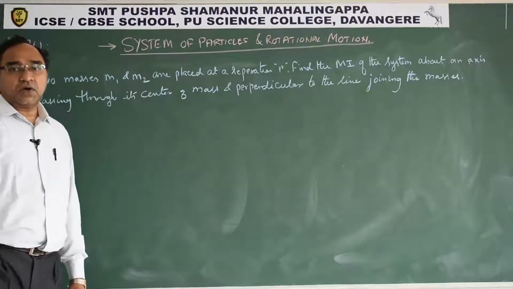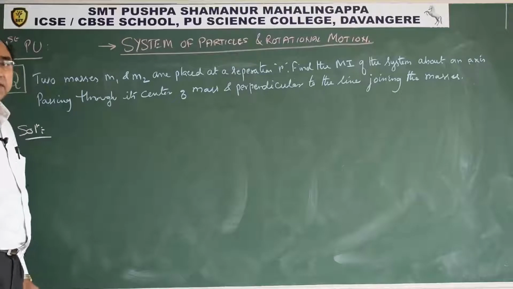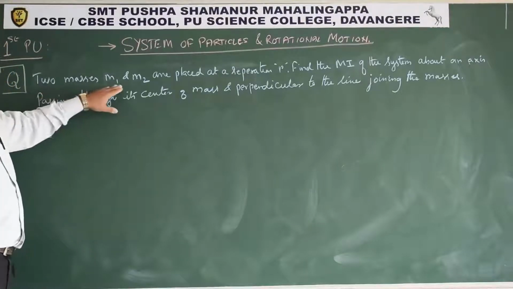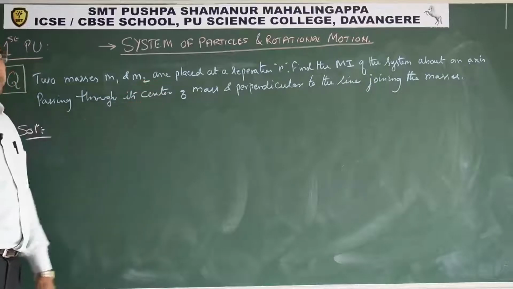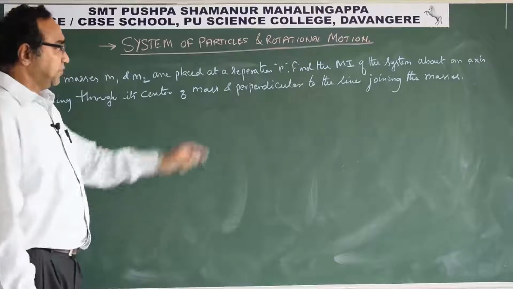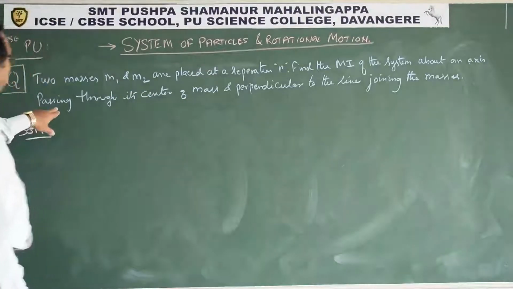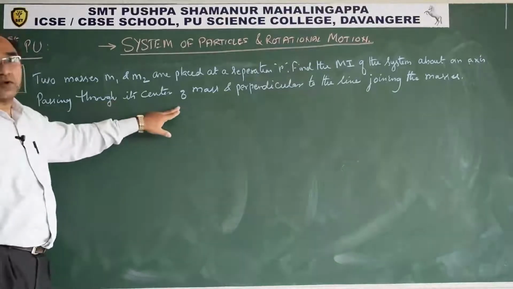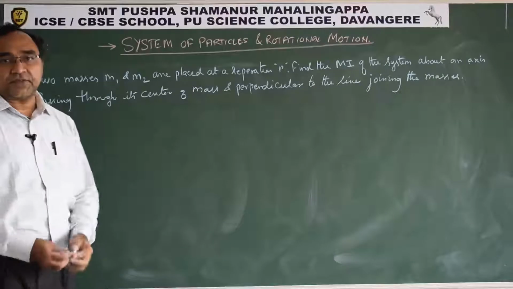Well students, now let us take the next question. The next question is like this. Two masses M1 and M2 are placed at a separation R. Find the moment of inertia of the system about an axis passing through its center of mass and perpendicular to the line joining the masses.